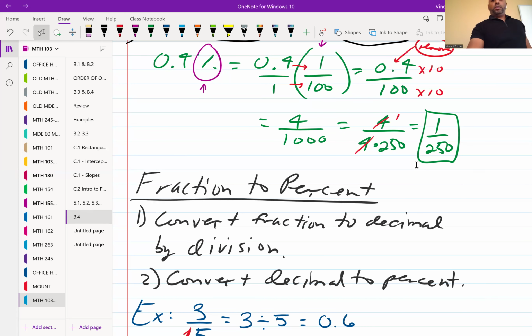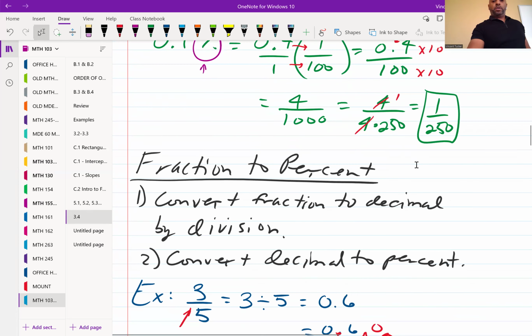All right, so 3 over 5. 3 over 5 as a fraction is the same thing as 3 divided by 5. And you throw it in the calculator, nobody's checking your long division skills. So you can just do 3 divided by 5 and calculate it as 0.6. And if you move your decimal 2 places to the right, that'll be 60%.